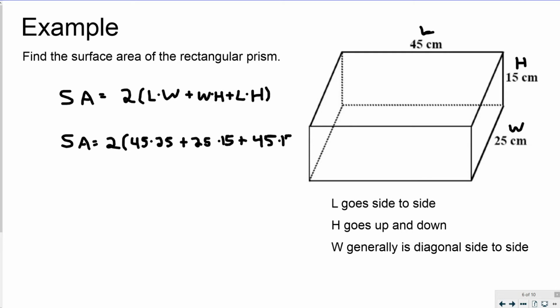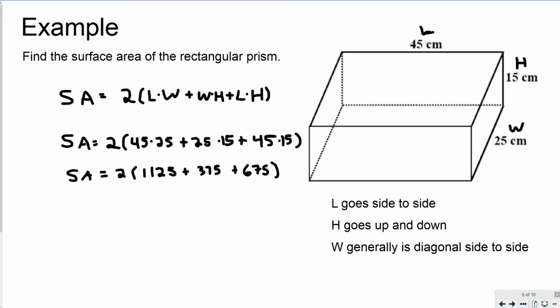It's important to remember our order of operations here. We're going to do the parentheses first, and within the parentheses, we're going to do all of the multiplication, and then we are going to do the addition. So surface area is equal to 2 times, and now we're going to do it. 45 times 25 is 1,125 for the first part, plus 25 times 15 is 375, plus 45 times 15, which is 675.